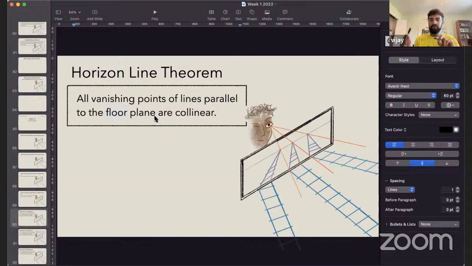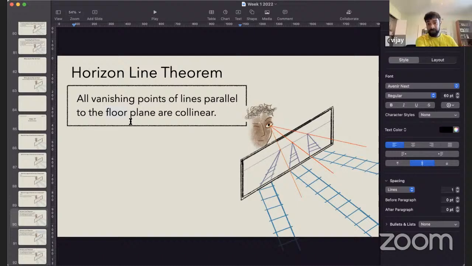Any other line. The only exception to that is lines that are parallel to our picture plane. Those, we won't see converging to a point on the picture plane. But every line that's not parallel to the picture plane will appear to converge to some point somewhere. It might be far away. We might have to imagine that we're extending our picture plane, making it really, really big. But eventually somewhere on that picture plane, every line in space will appear to converge to some point.